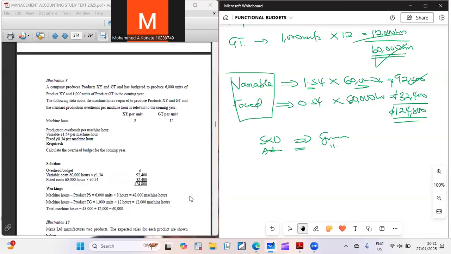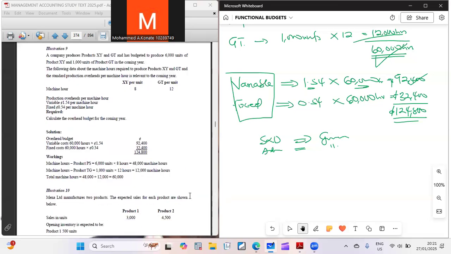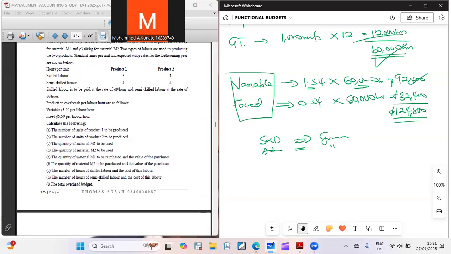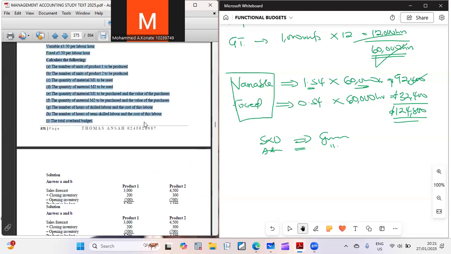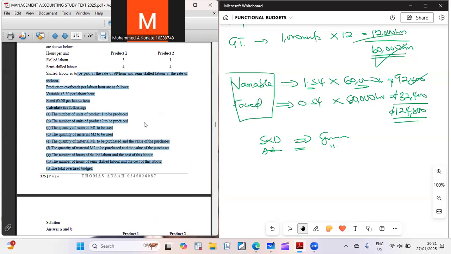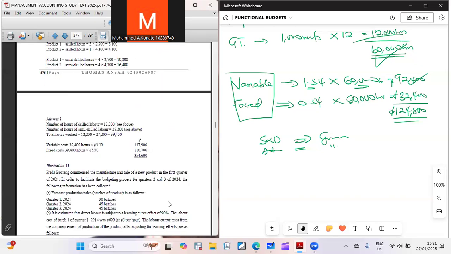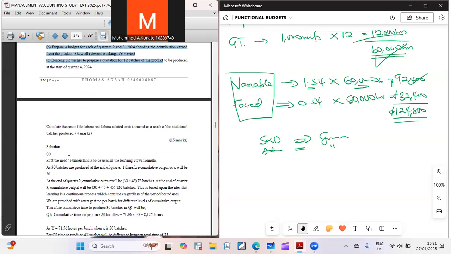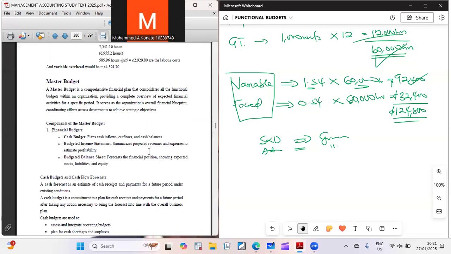So I'll send you this question 10, illustration 10. You go ahead and do it for all of them. I think after that, there is another question, so I'll send you this question too. You have to look at it. Yes, I'll send you these two questions. I think after that, we can take a look at our master budget.